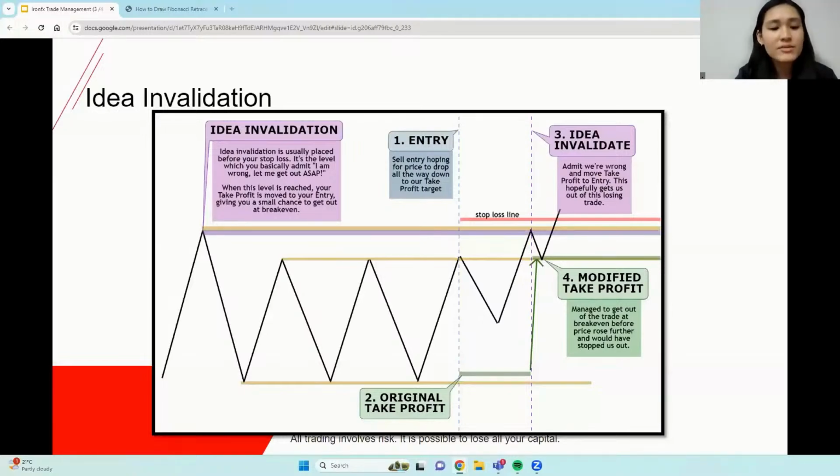Okay, so idea invalidation, or rather invalidation, basically refers to the whole process of testing the validity of your trading idea or your hypothesis. So be it whether you are going in for a buy or a sell.